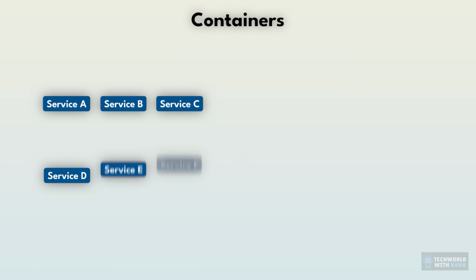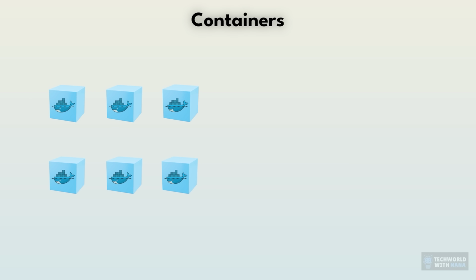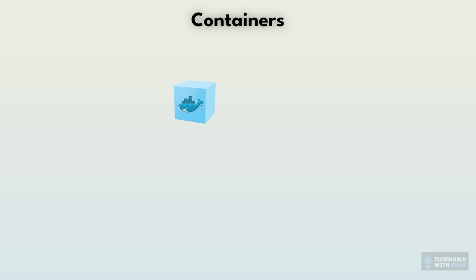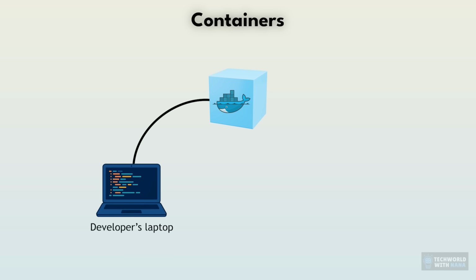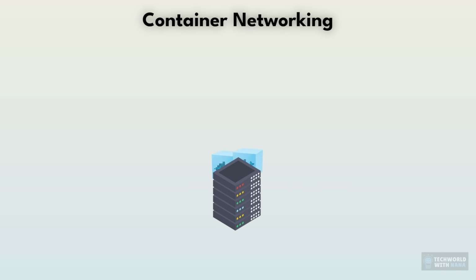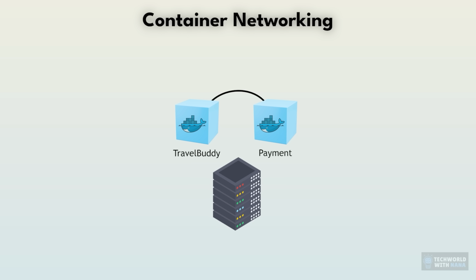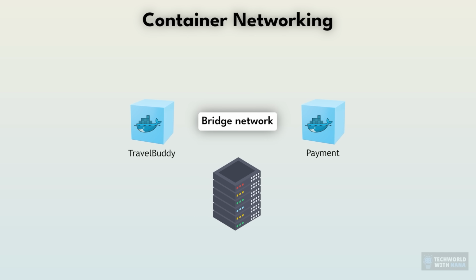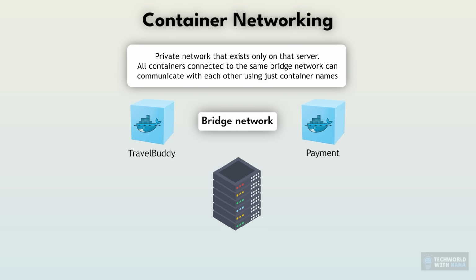So we use Docker to containerize all of the TravlBuddy's services, and now we can run the same container on a developer's laptop, on our test servers, and in production, and it works almost identically every time. But containers introduce new networking concepts that you need to understand. When you run containers on a server, they need to talk to each other. Docker creates something called a bridge network, a private network that exists only on that server. All containers connected to the same bridge network can communicate with each other using just the container names.